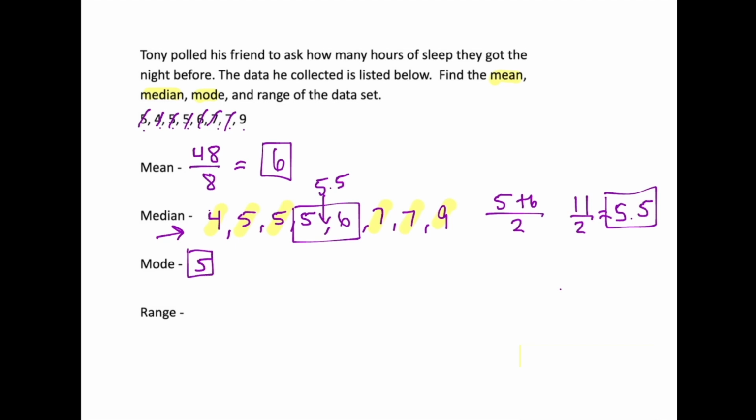And then finally, we have the range. The range is the largest minus the smallest. Our largest number on the list was 9, and our smallest number was 4. 9 minus 4 is 5. So our range is 5.